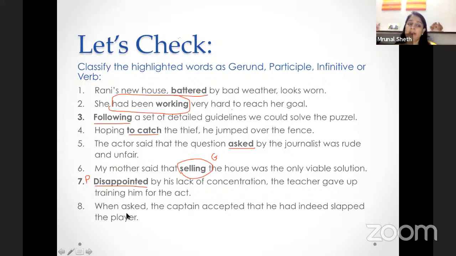When asked, the captain accepted that he had indeed slapped the player. Okay, I had forgotten to highlight it. The verb is slapped. Okay, so slapped is actually, sorry, no, not the slapped. Wait, it would be when asked, the captain accepted that he had indeed asked. Here, asked is a verb.